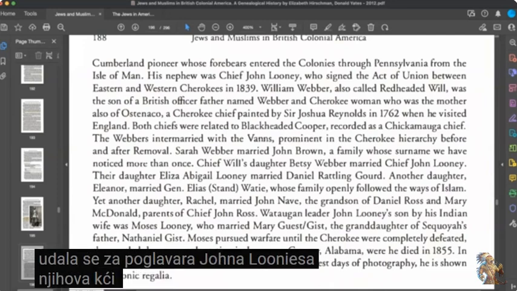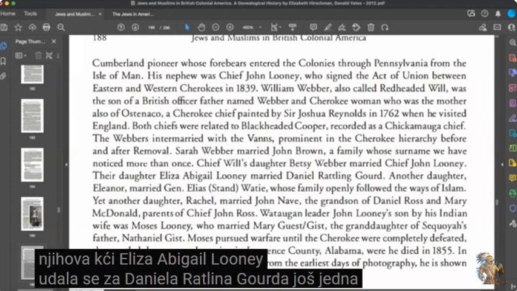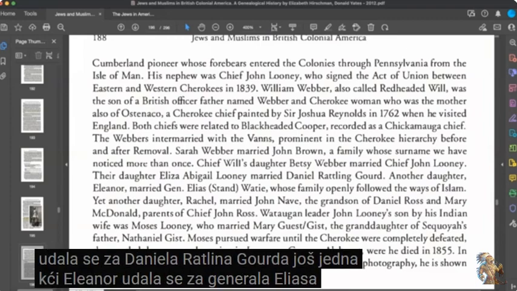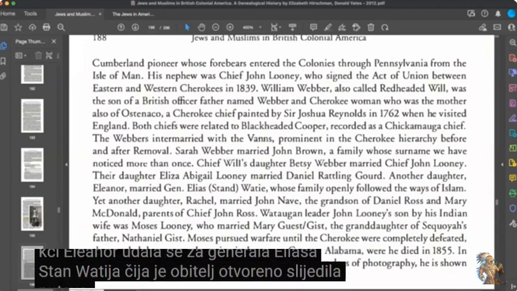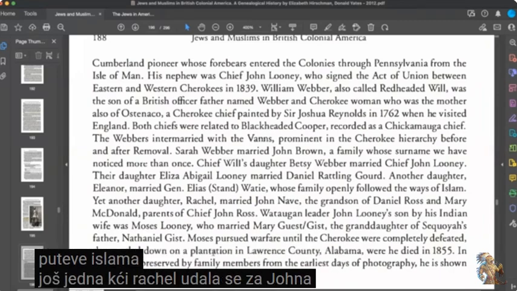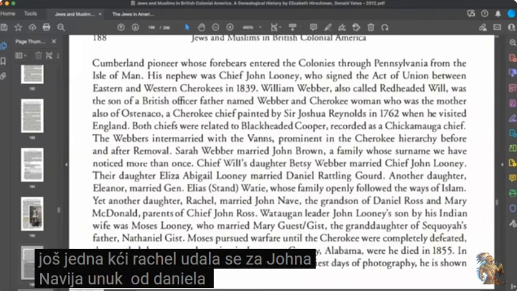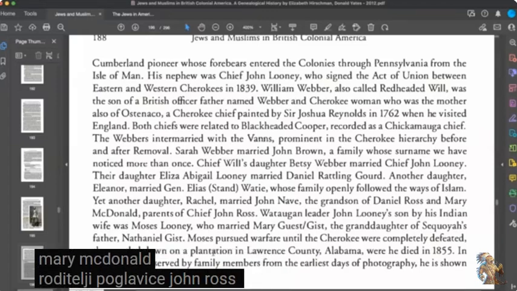Their daughter, Eliza Abigail Looney, married Daniel Ratlin Gord. Another daughter, Eleanor, married General Elias Stan Wati, whose family openly followed the ways of Islam. Yet another daughter, Rachel, married John Navi, the grandson of Daniel Ross and Mary MacDonald, parents of Chief John Ross.